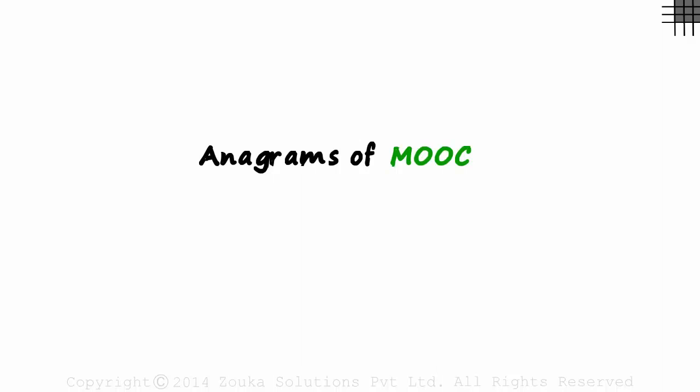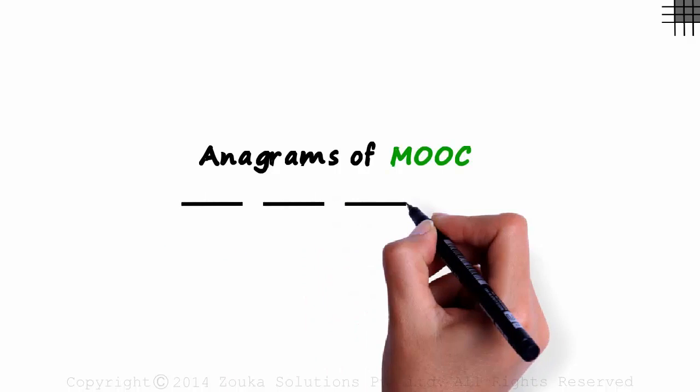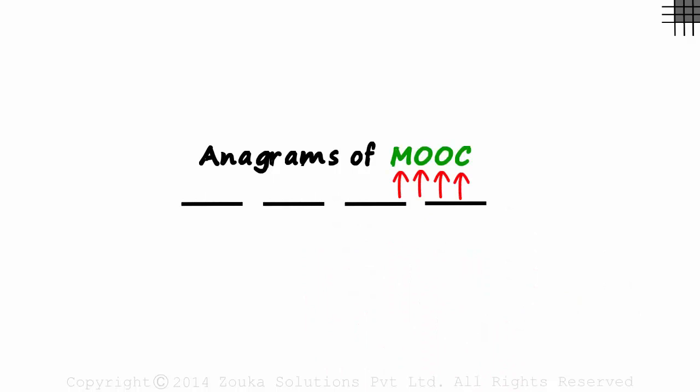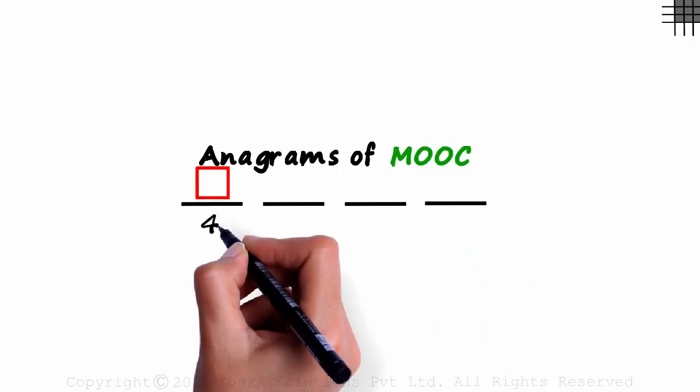In the previous session, I had asked you to find the number of different possible anagrams of MOOC. Can we solve this using the same concept we saw in the previous session where we made 4 slots? Let's try. As there are 4 letters, the first slot can be filled in 4 ways.